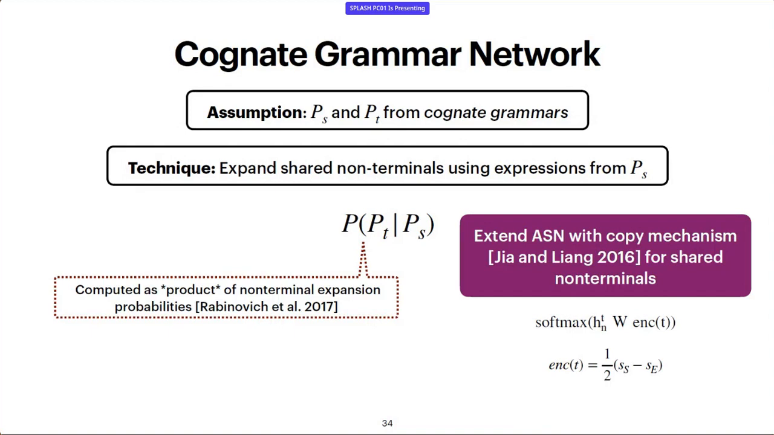So our idea with our cognate grammar network is to extend the ASN, the abstract syntax network, from the literature with a copying mechanism. When we encounter a shared non-terminal, we compute the expansions of it not as expansions over non-terminals, but as replacements with expressions from the source program. You can see at the bottom, and I won't go into too much detail, how we implement the copying mechanism when we approach a shared expression. In particular, we come up with an encoding for terms in the source program, and then we learn a weight matrix W and compute a softmax. For more information on the exact architecture we use, I encourage you to check out the paper.